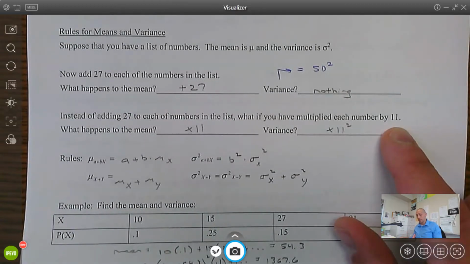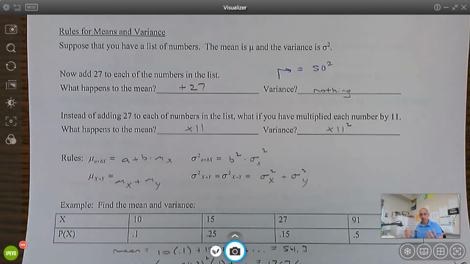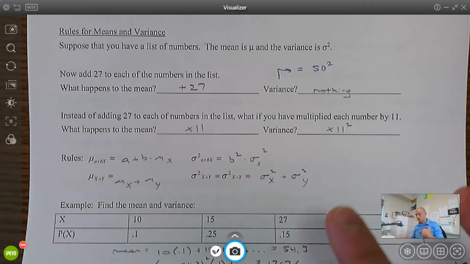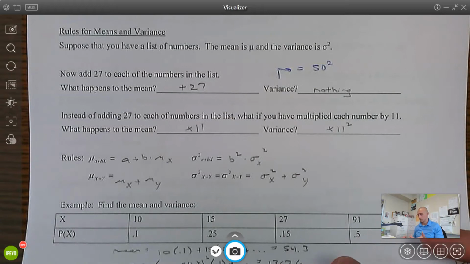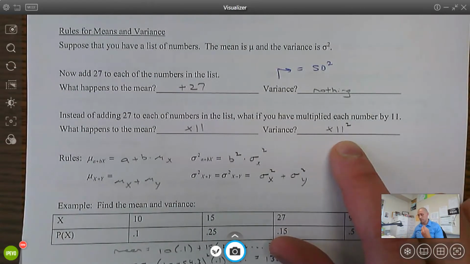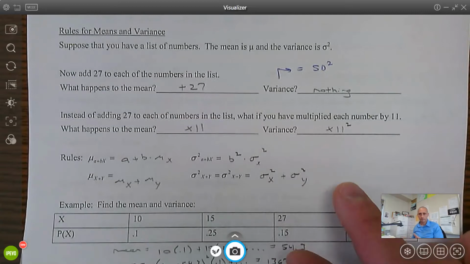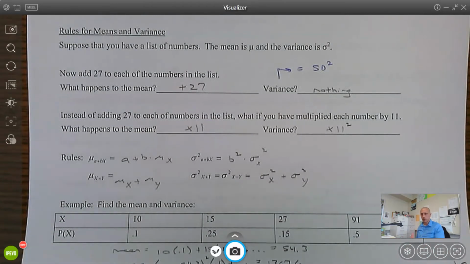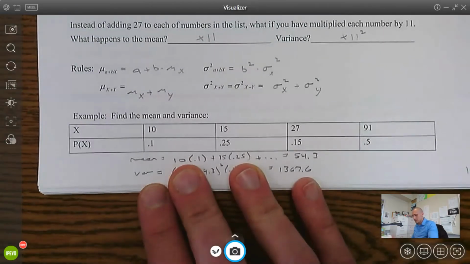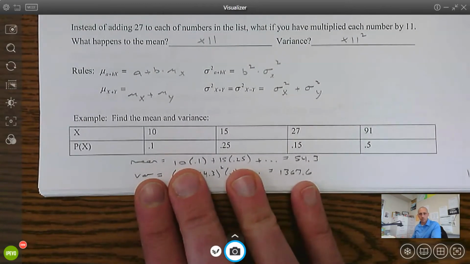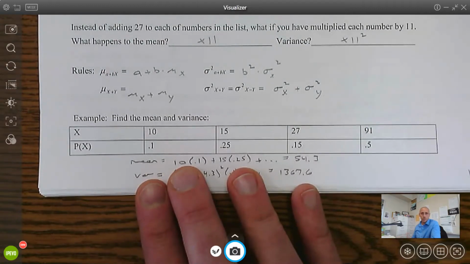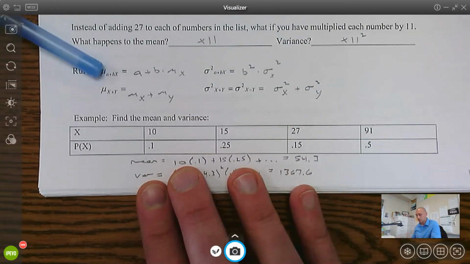So what if I multiply by 11? Now I multiply all the numbers by 11. The mean's going to change times 11, and the numbers are going to expand or condense. So the standard deviation is going to be multiplied by 11. But since we're talking about variance, I'm multiplying by 11 squared because it's the standard deviation squared. So rules, basically what I need you to take away from this: means play nice. I remember saying that in class. Standard deviations don't.